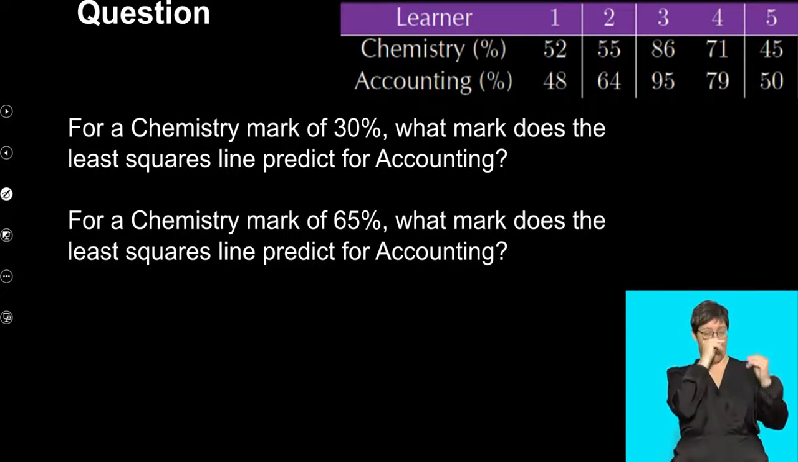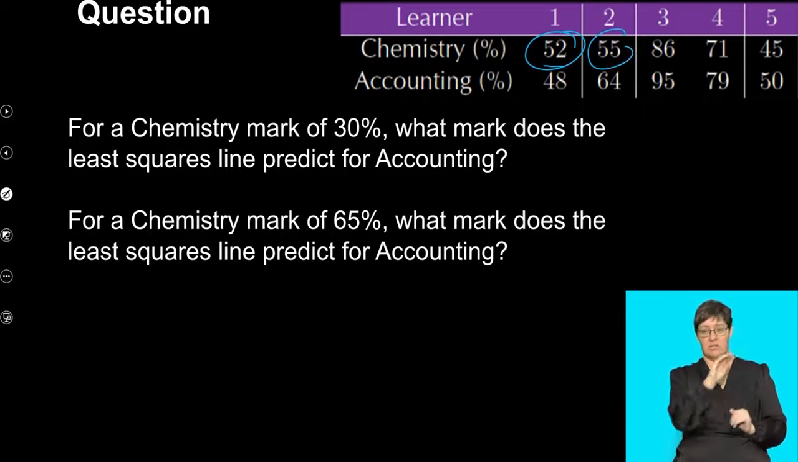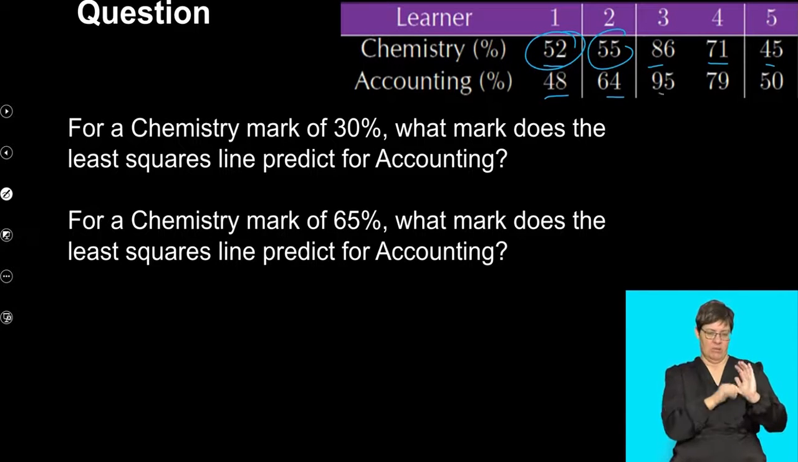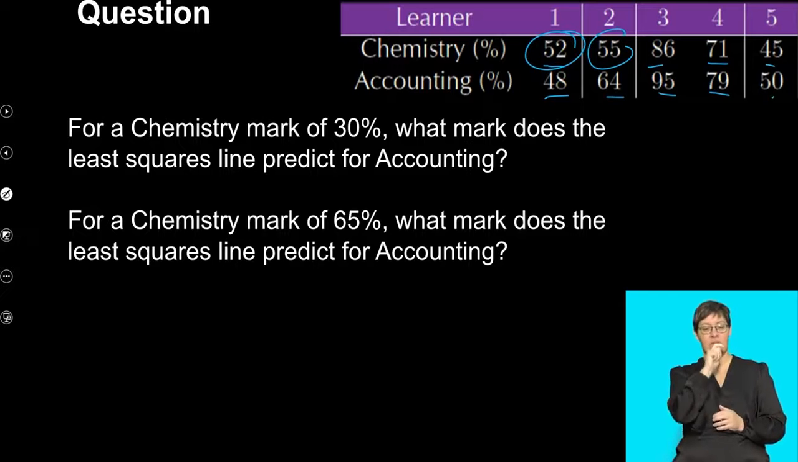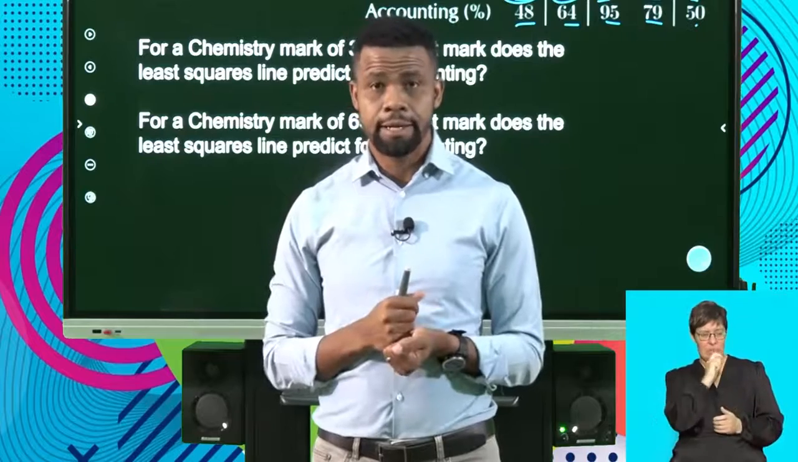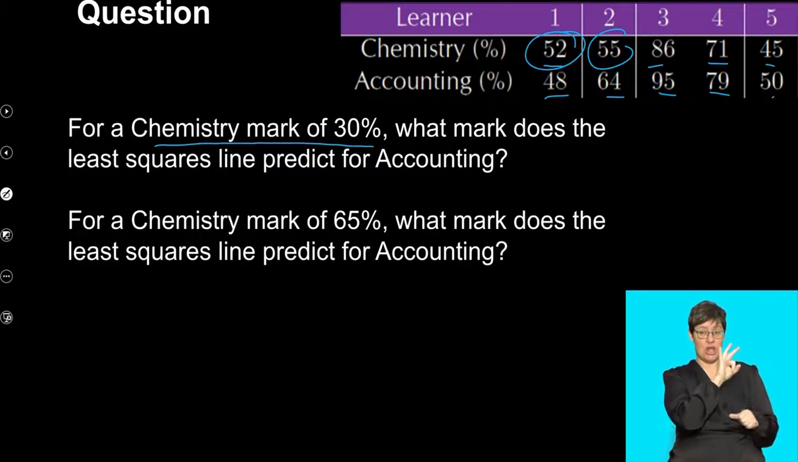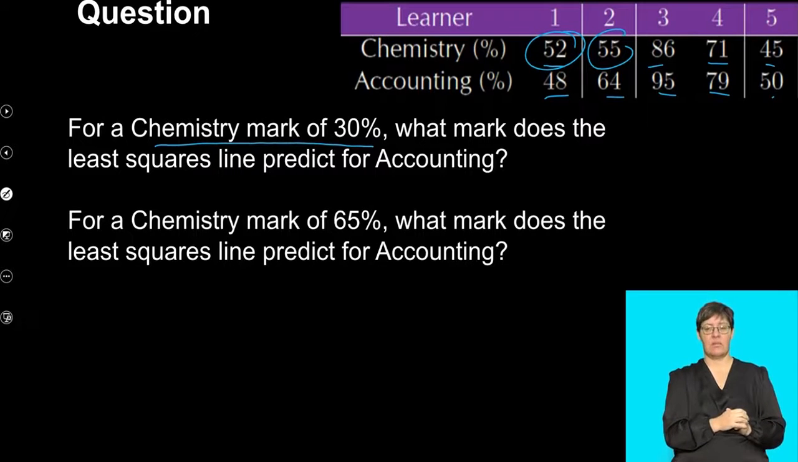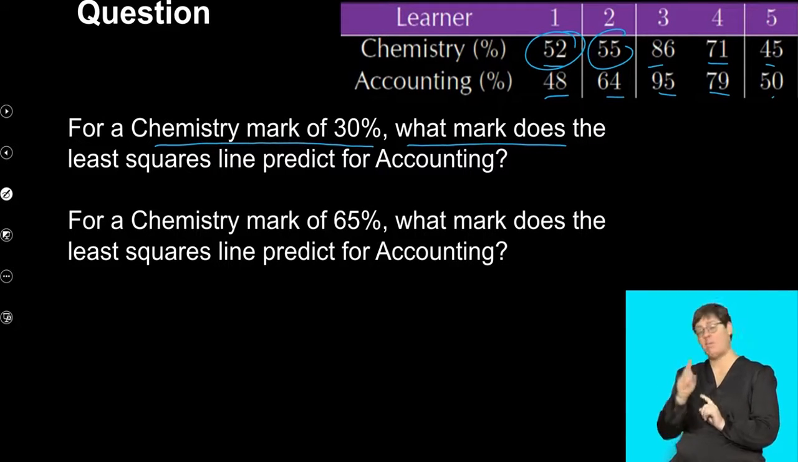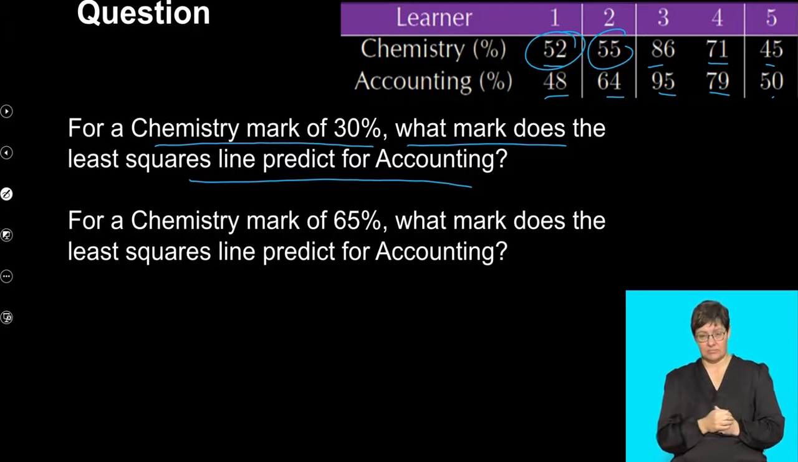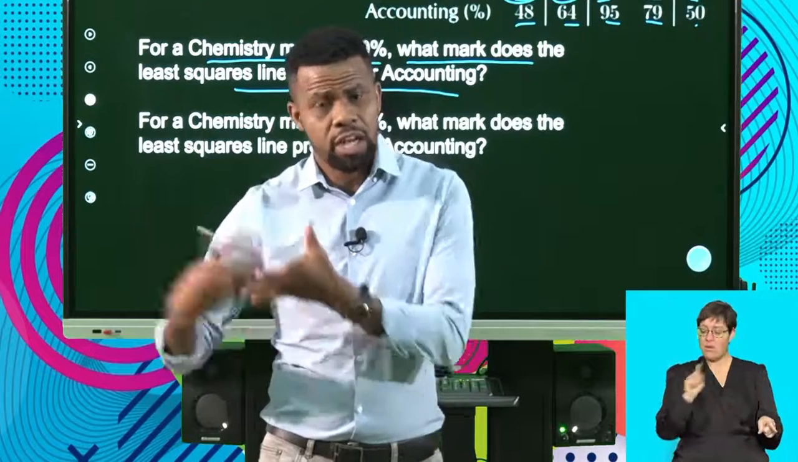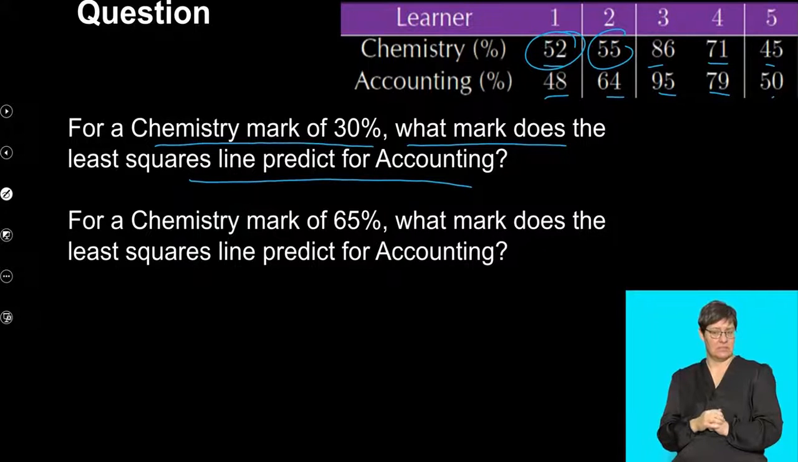So we had Lena, 1 to 5. We had the chemistry marks there, and we have the accounting marks. And we used the data to find the least squares line or the line of regression, which we did using our calculator. Now the question is, for a chemistry mark of 30%, what mark does the least squares line predict for accounting? Now, you get 30% for chemistry. What is the accounting mark, if you look at the data?